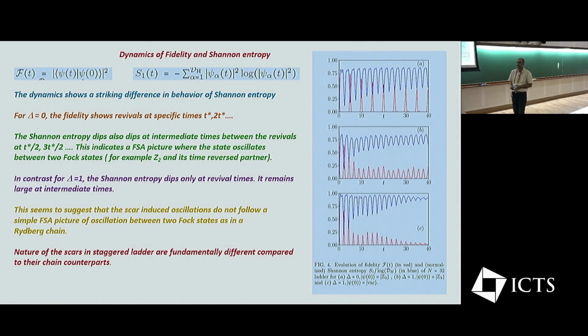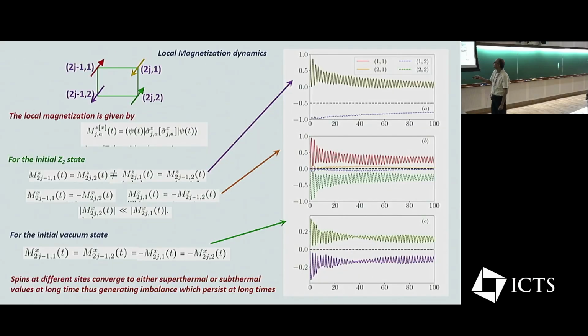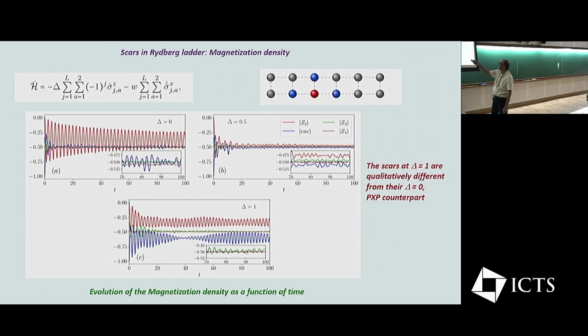Yeah, Dipti Manda. One question: you say the scars at delta equal to 0 and 1 are very different. So is there some crossover as you vary delta? As I start from delta equal to 0, this is the magnetization oscillation. These oscillations decay, and eventually at delta equal to 0.5 it just vanishes, everything is ETH obeying. And then it reappears again. So maybe 0.5 is the crossing point.